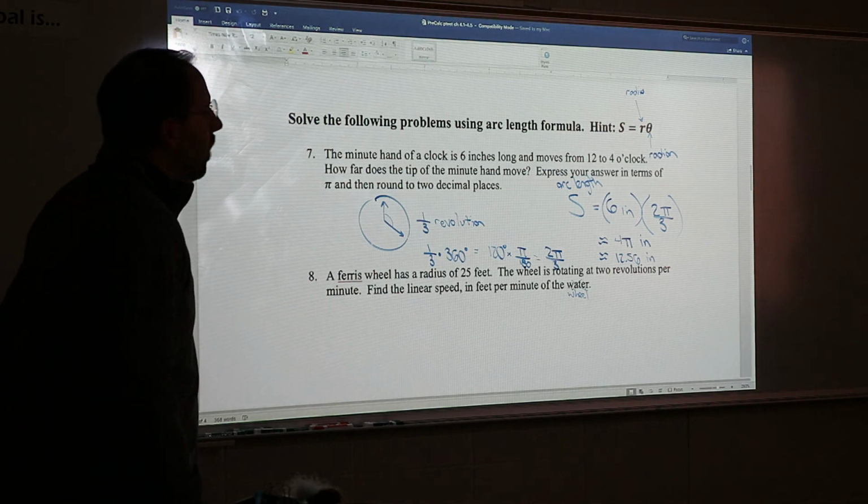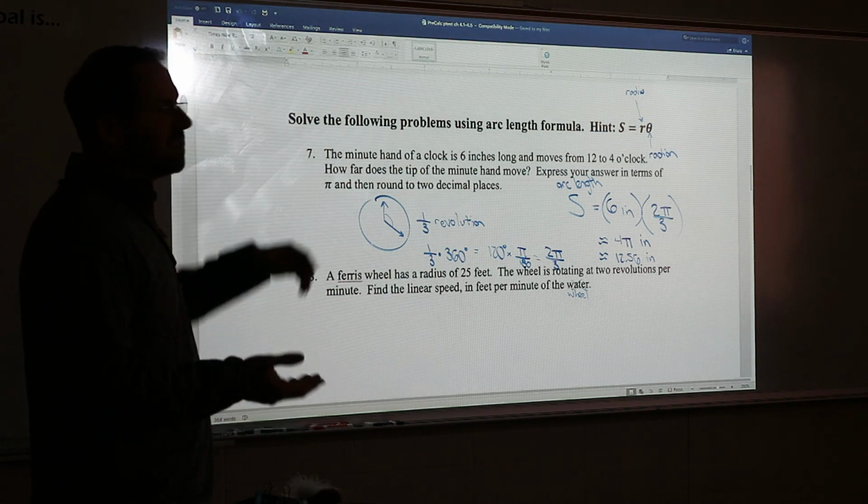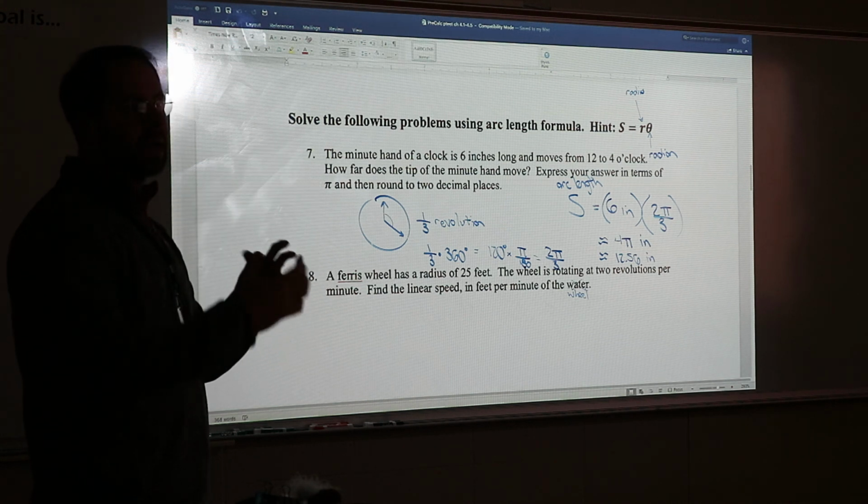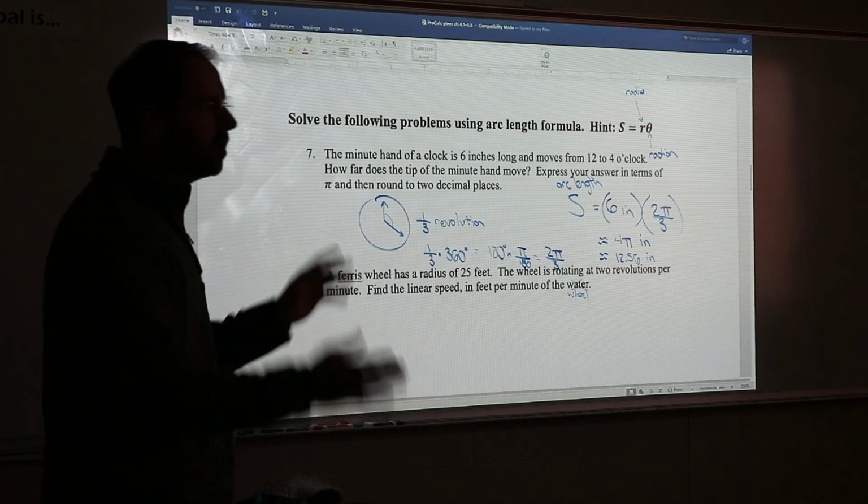Now, whatever your angle is, so like on your next problem, it says you're doing 2 revolutions, that's 2 360s. And then you convert it back to radians, take it times your radius, and you're good to go.